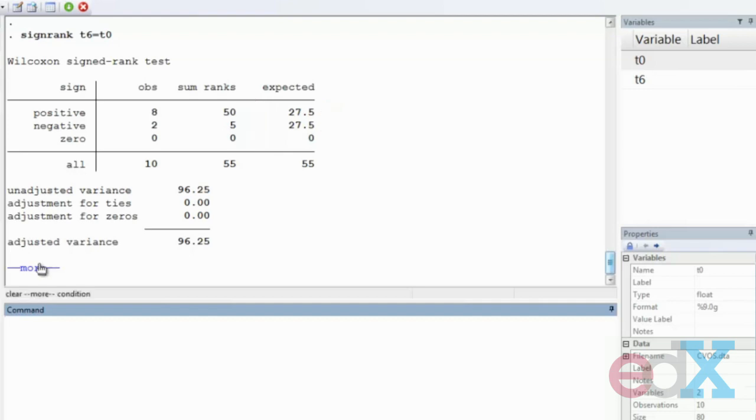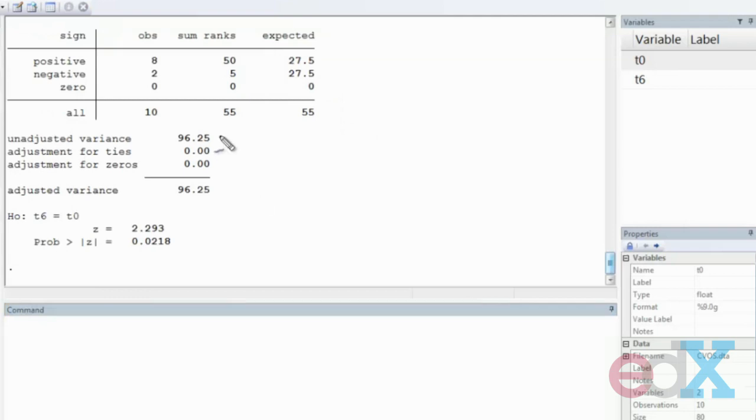Looking at the output, it's not important to know about these adjustments for ties and adjustments for zeros. But what we do want to look at here is the z value, 2.293, and we get our p-value here, which is 0.0218. So as we can see, if we use an alpha equals 0.05, our p-value is less than 0.05. Therefore, we can reject the null hypothesis. Now, if you remember, the p-value for the sign test was 0.10. So as you can see, by incorporating the ranks, we have more power to detect a difference. And in this case, we went from not rejecting the null hypothesis to rejecting the null hypothesis.